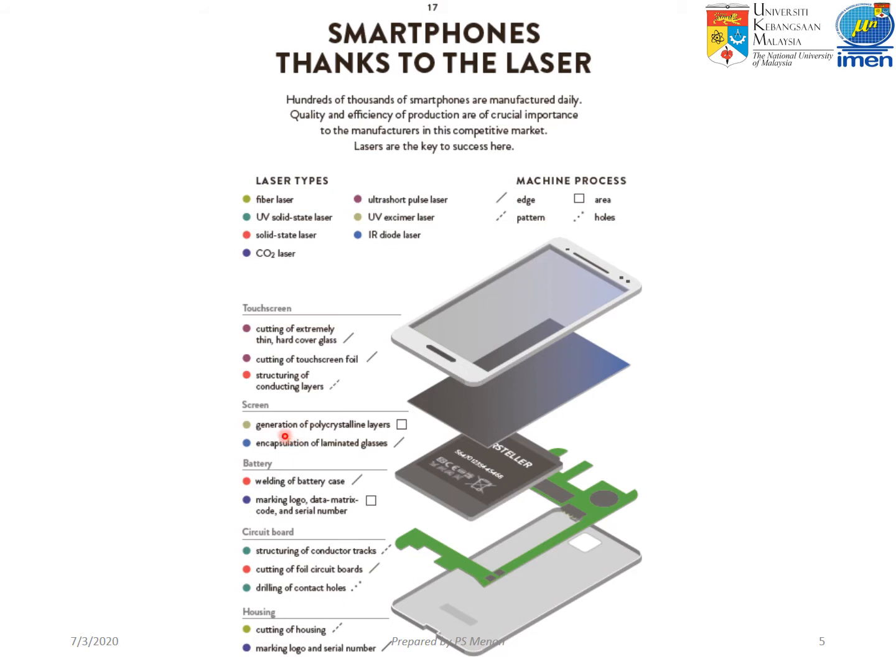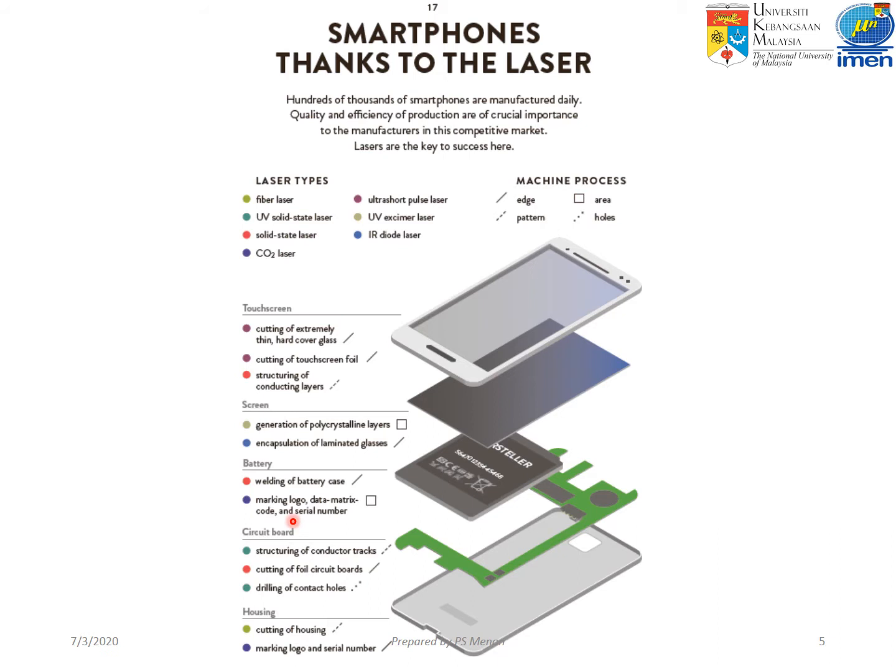So there is a polycrystalline layer in the screen layer. The generation of this polycrystalline layer is done using fiber lasers, and the encapsulation of the laminated glass is done using an IR diode laser. The battery: the welding of the battery case is done using a solid state laser. The marking of the logo, the data matrix code, and the serial number is done using a carbon dioxide laser.